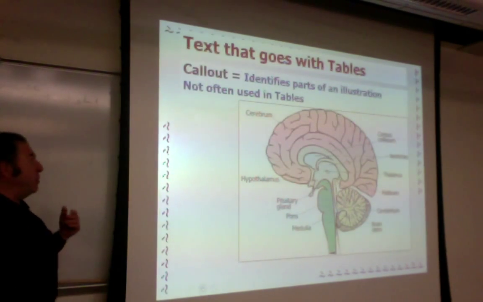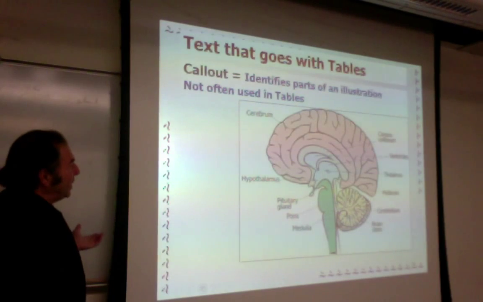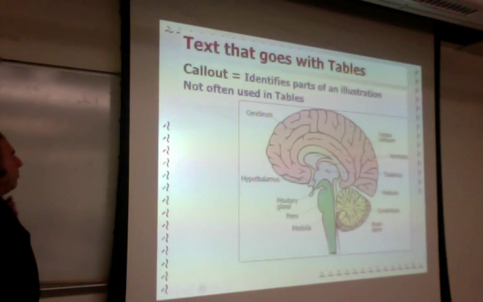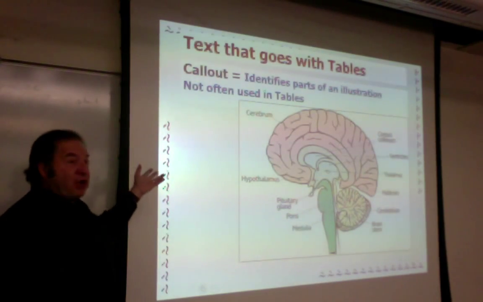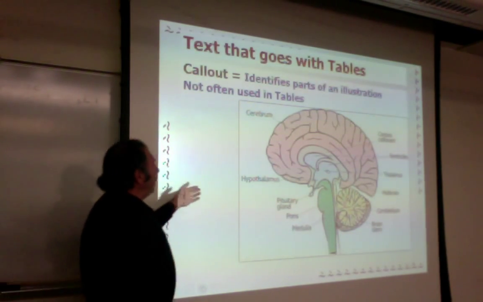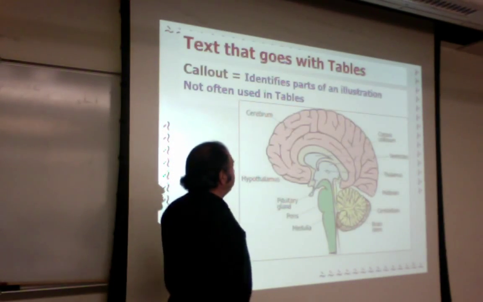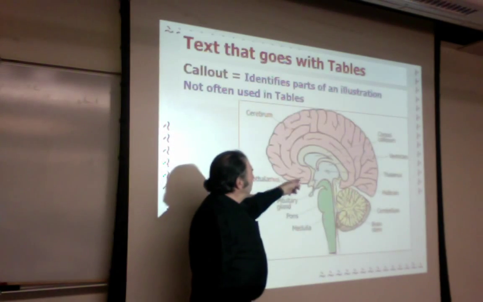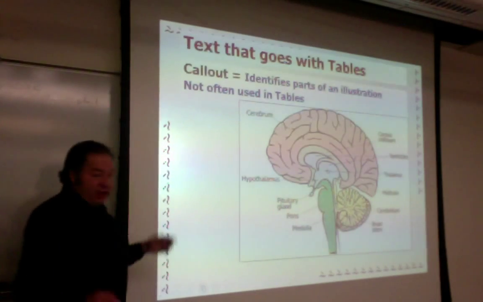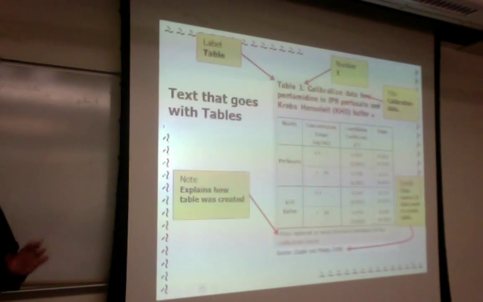The last kind of text doesn't really have too much to do with tables, but I thought, as long as we're talking about different kinds of text, it's the call-out. The call-out identifies different parts of an image. You can use it in a diagram like this to integrate the different parts of the brain, but in tables it's not really used that much.